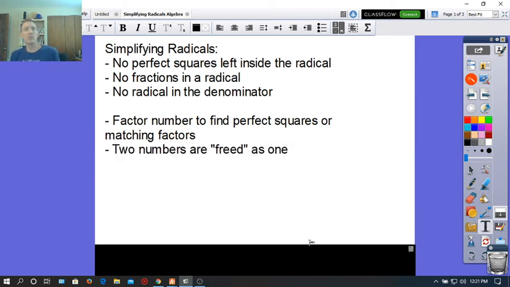You need to factor the number to find perfect squares or matching factors. If you can't find a perfect square, or you can't see the perfect square, then you're going to need to factor tree all the way down to find matching factors. Two numbers are freed as one. So once we find matching factors, they free themselves.